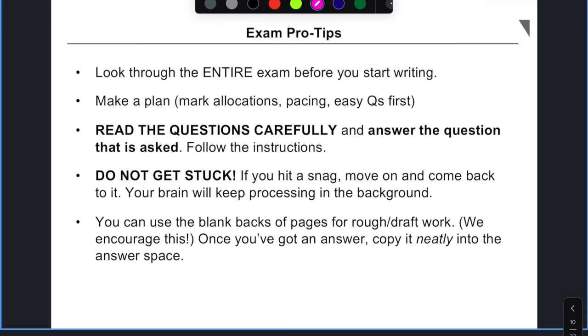Second is read the question carefully. If I get, during the exam, one person asking this, Jason, where on the periodic table is this element?